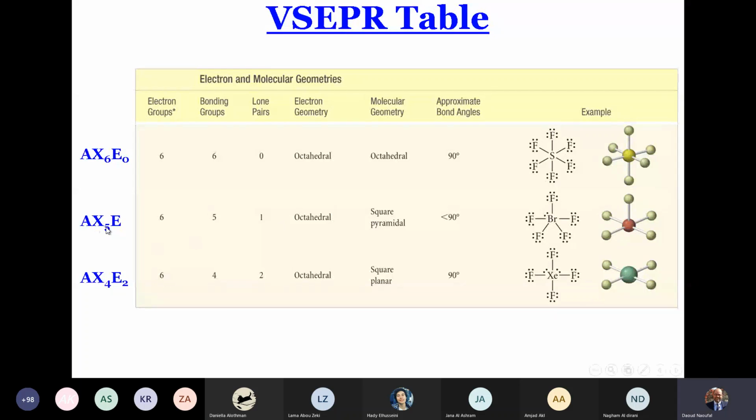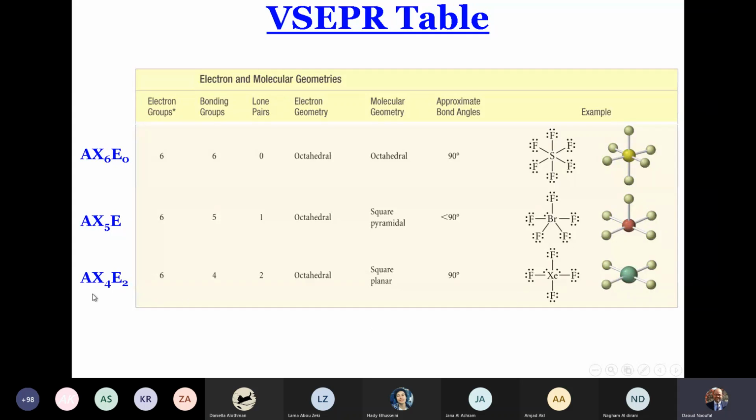So AX5E, we have 4 lobes in the plane for AX. We have 1 lobe perpendicular to the plane containing E. So for the geometry we erase this lone pair, and the geometry is square pyramid.